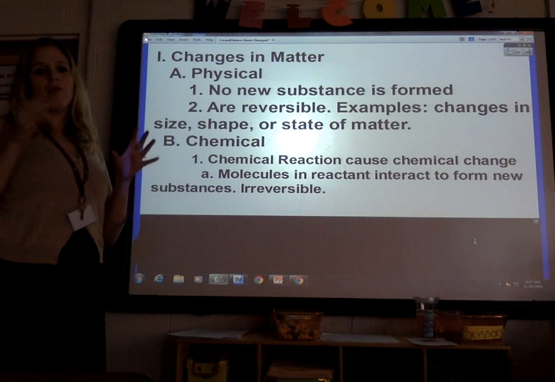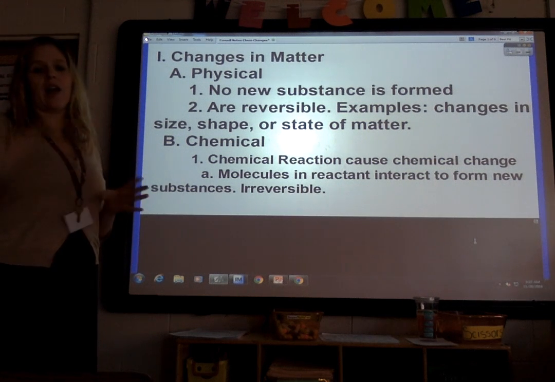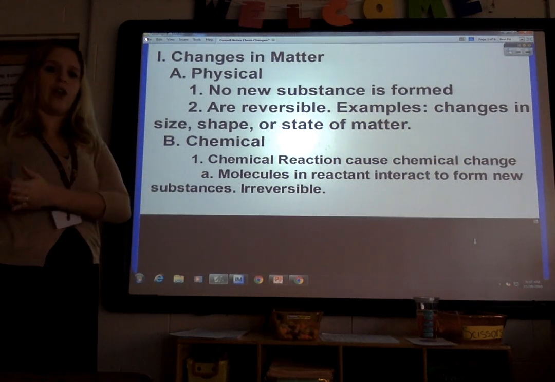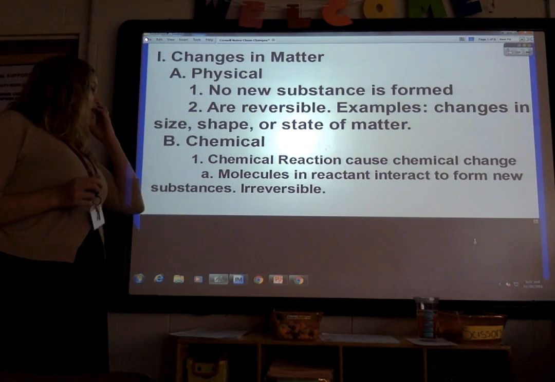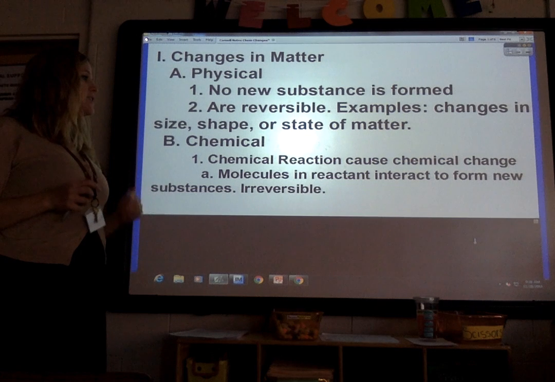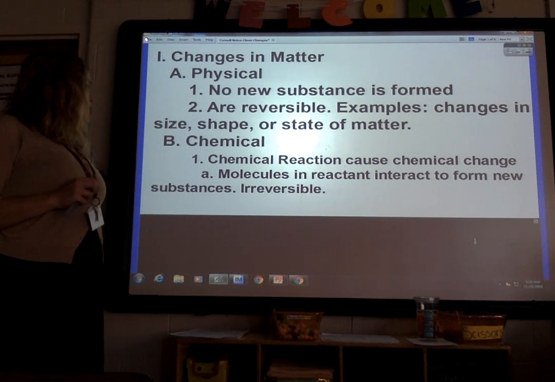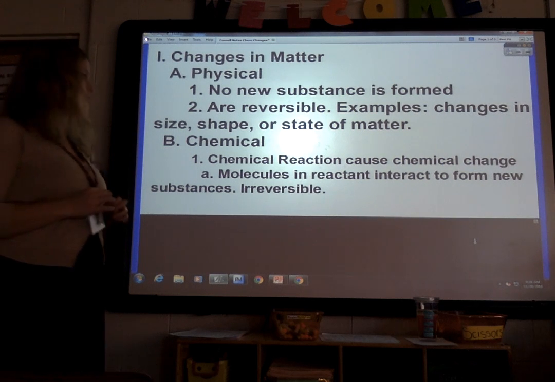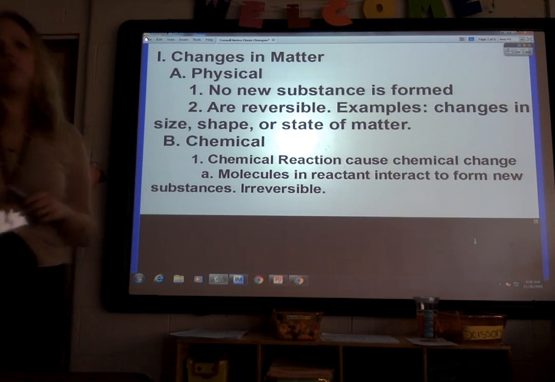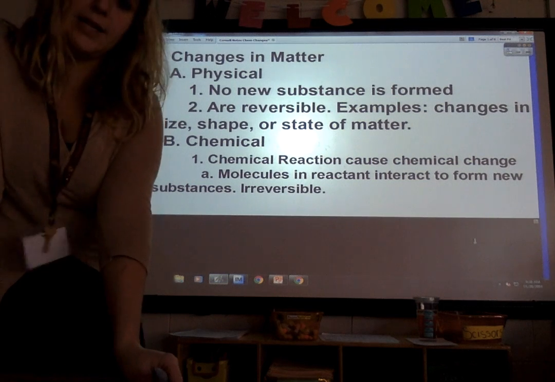You start with substances, a chemical reaction occurs, and you end with new substances. So the molecules that have undergone the chemical reaction in the reactant interact to form new substances. This is an irreversible change. You cannot go back from this. Okay? The example your close reading gave you was a candle, a burning candle.